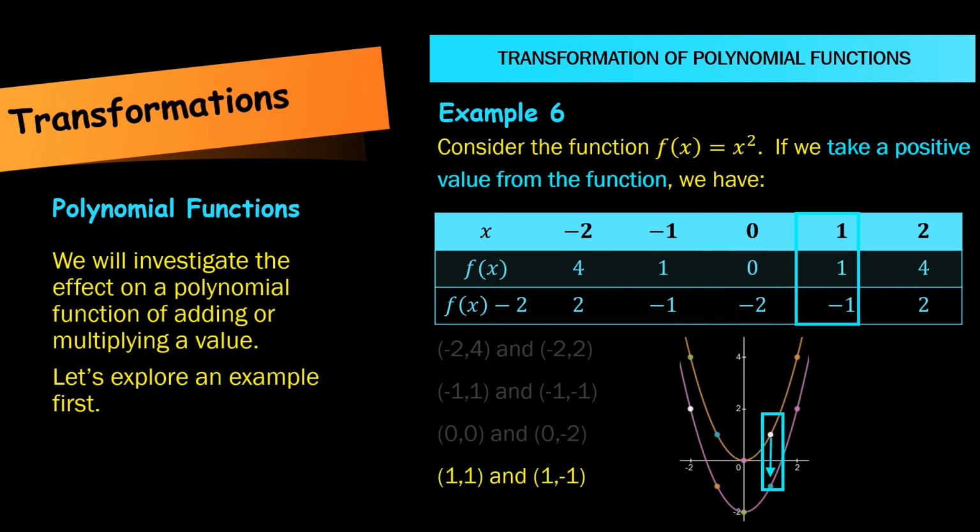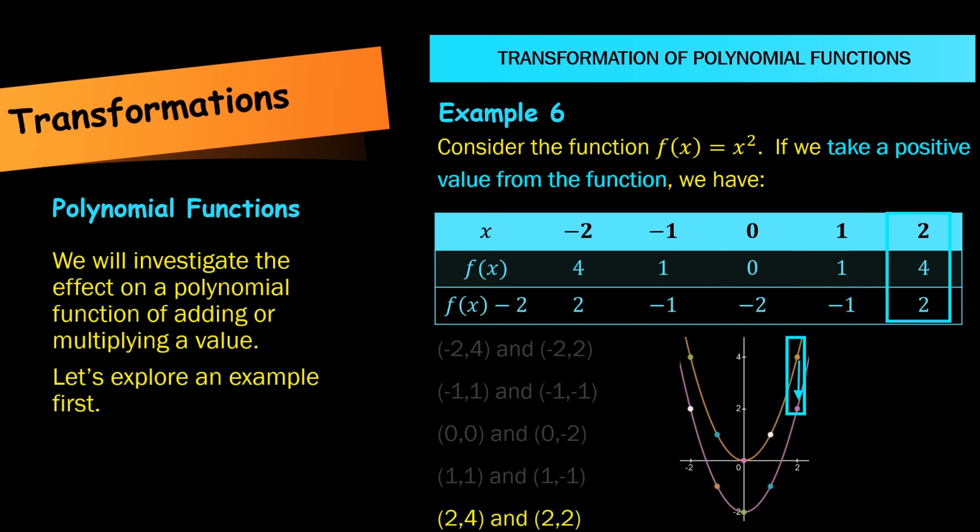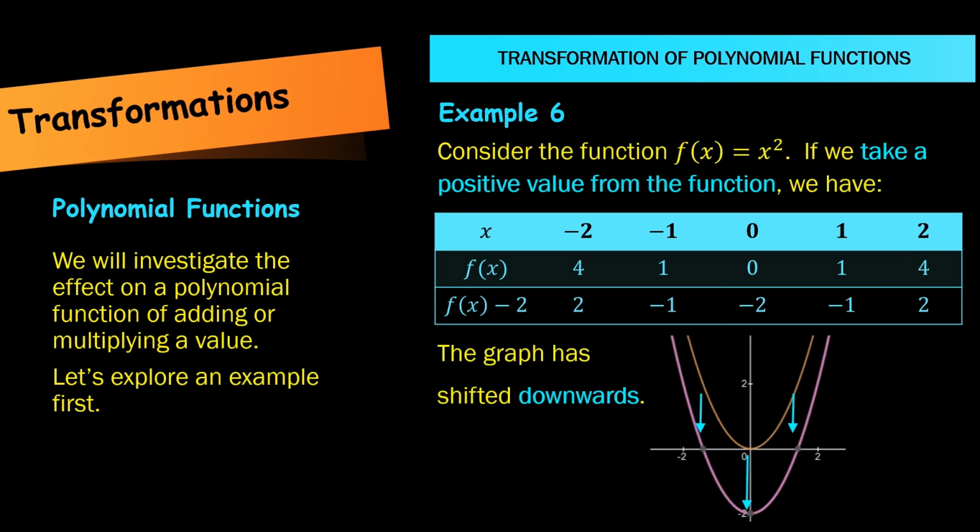When x is 1, y goes from 1 to minus 1. And finally, when x is 2, y goes from 4 to 2. Clearly, the graph has shifted downwards. This is a translation of y equals f of x by the vector 0, minus 2.